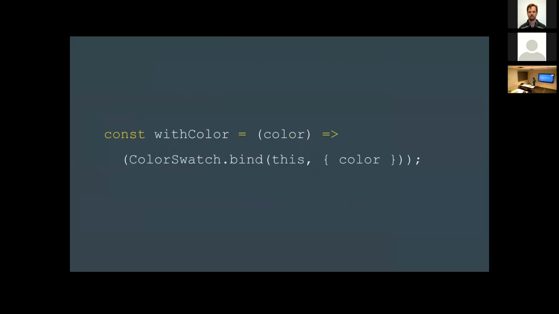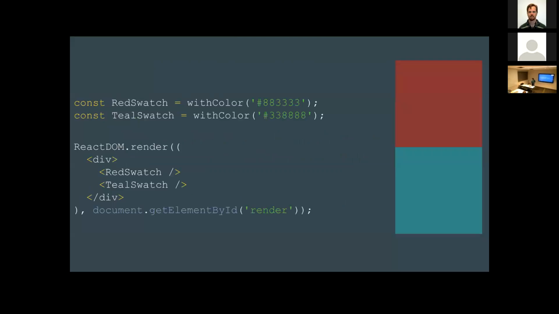So maybe we'll write a function called withColor. Given a color, we'll bind that color to the color swatch. And we can do that, and we get a red swatch and a teal swatch with those colors. And we can reuse them over and over and over again. So now we have the same thing, but we've enhanced our workflow because now we can reuse the red swatch and the teal swatch without having to know what those colors are or what those properties are exactly.